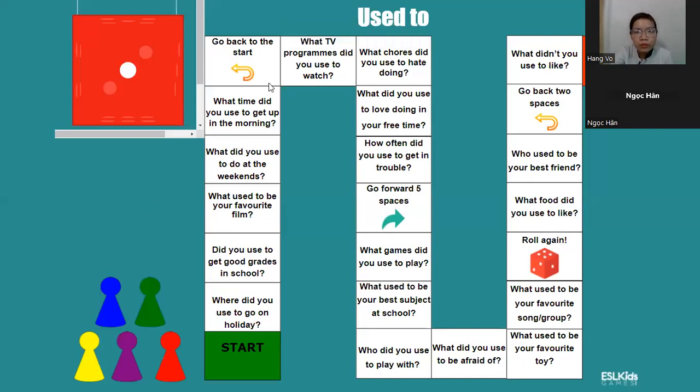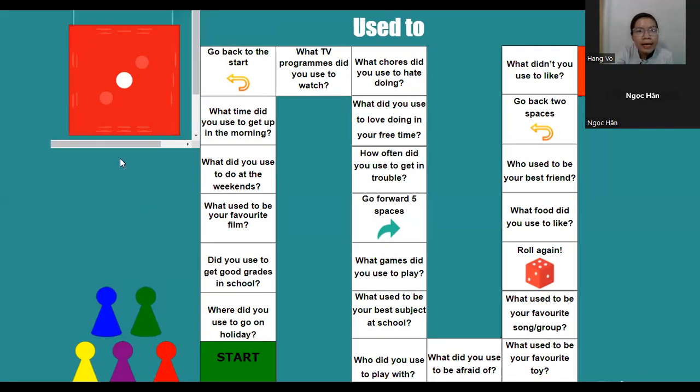Okay, so I am going to roll the dice, okay? And then, according to the number on the dice, we will take as many steps as it says, and then we answer the question in each square we are in. Is it okay for you, Hong? Is it clear? Yes. Okay, all right. Now you go first, okay?